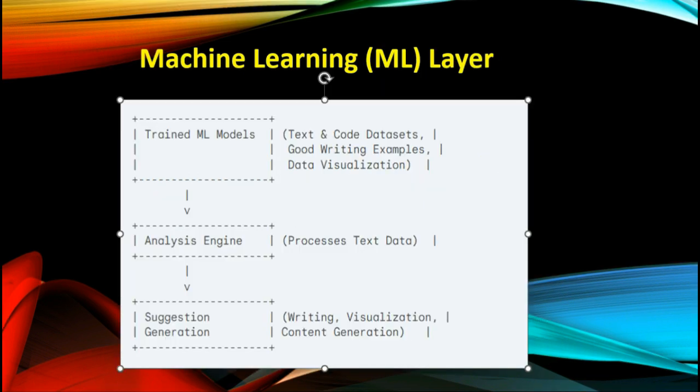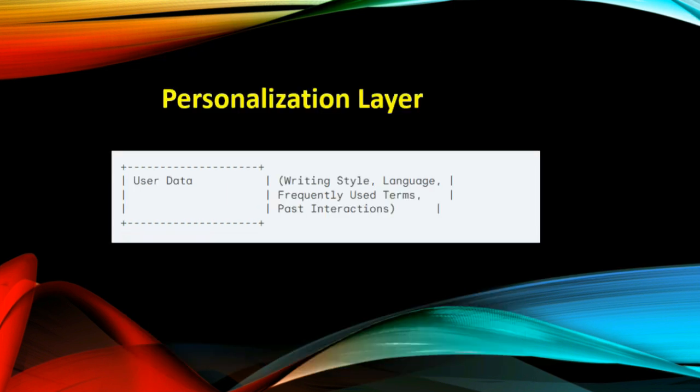Machine learning, ML, layer. This layer leverages pre-trained machine learning models to analyze the processed text data and generate suggestions. These models might have been trained on large datasets of text and code. Examples of good writing, data visualizations, and communication styles within the context of Office 365 applications. Based on the analysis, the ML layer generates suggestions for improved writing, synonyms, sentence rephrasing, grammar checks, data visualization recommendations, charts, graphs, content generation, completing sentences, expanding ideas.